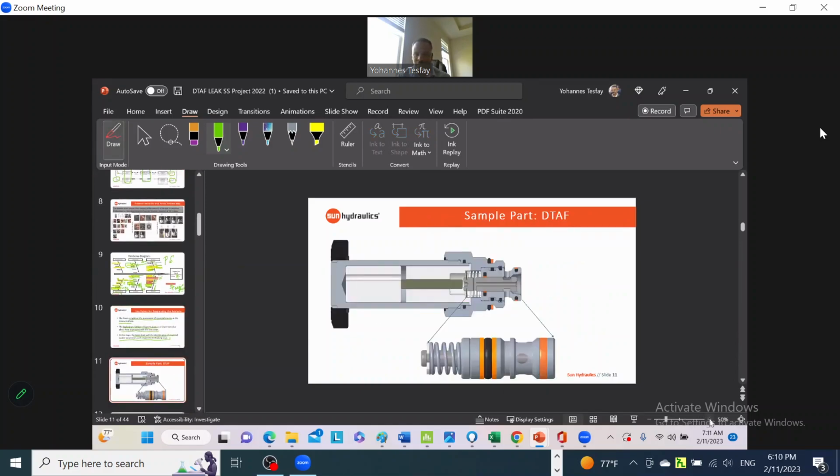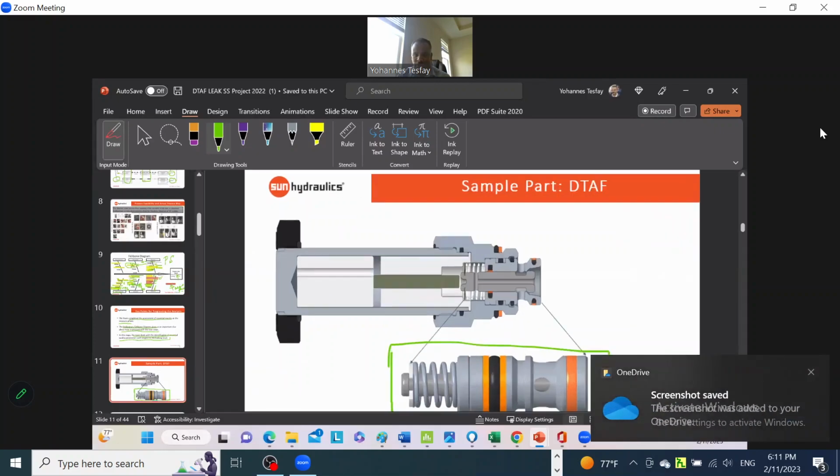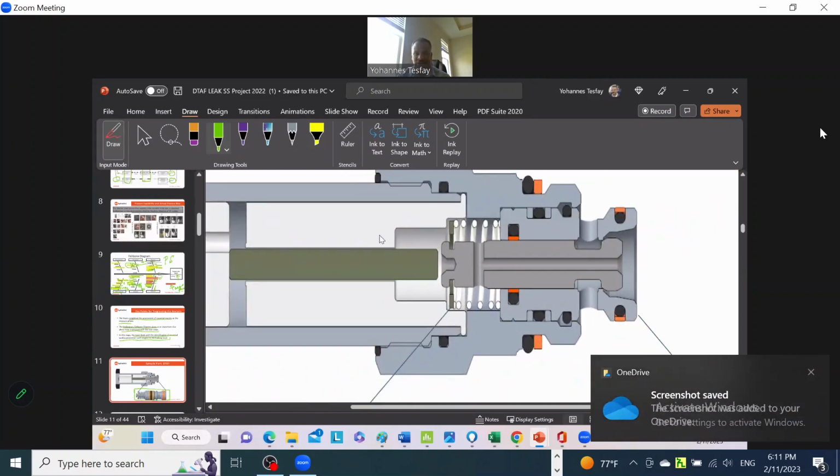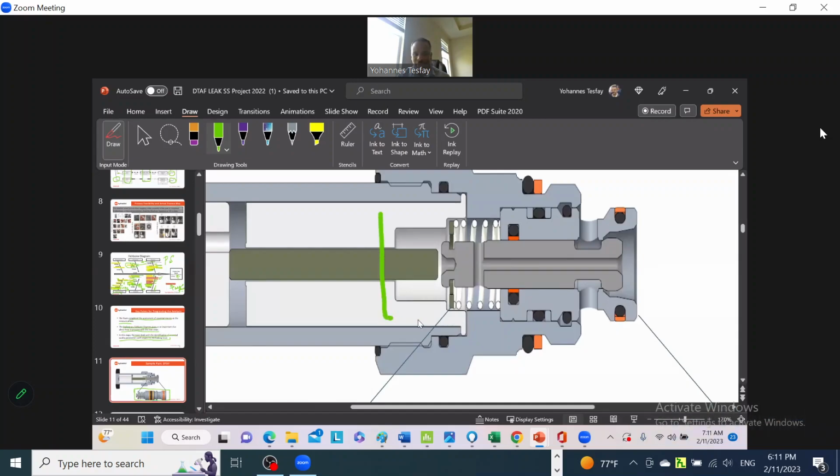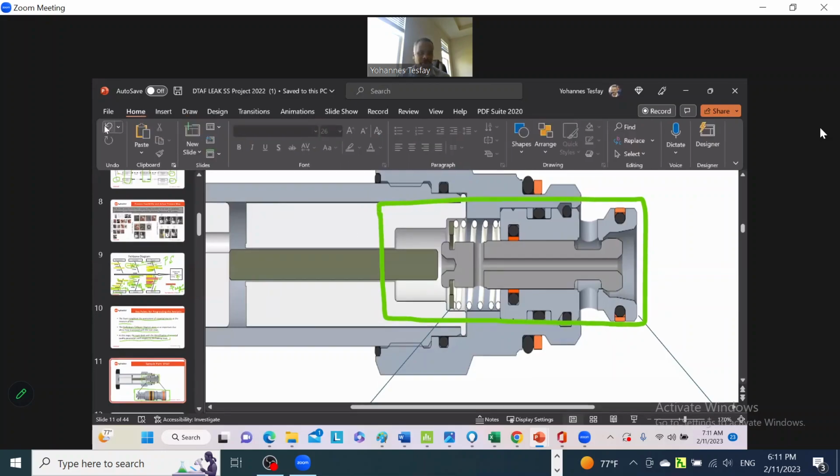So here is the case. This is the inside part, and this is going to be plugged right here. So I'll show you here. This is the part that we're talking about. This part is the one that we are talking about. So where does the leak happen? The leak is going to happen here. Here. The leak is going to happen here.